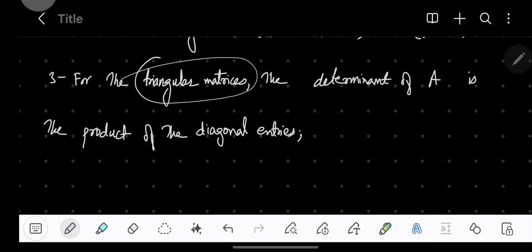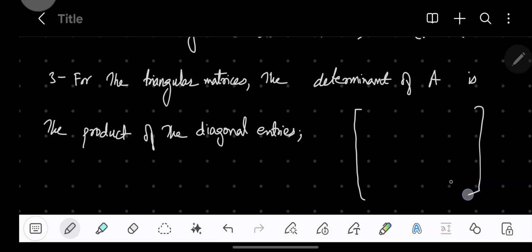So we have two kinds of triangular matrices. If everything above or below the main diagonal is 0, then it is called a triangular matrix. For triangular matrices, the determinant of a matrix A is the product of only the diagonal entries. What does that mean?